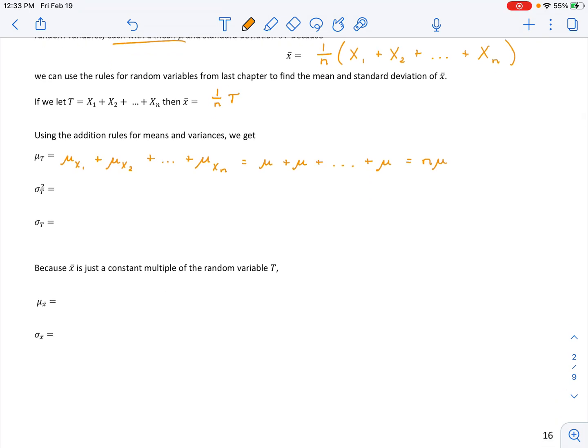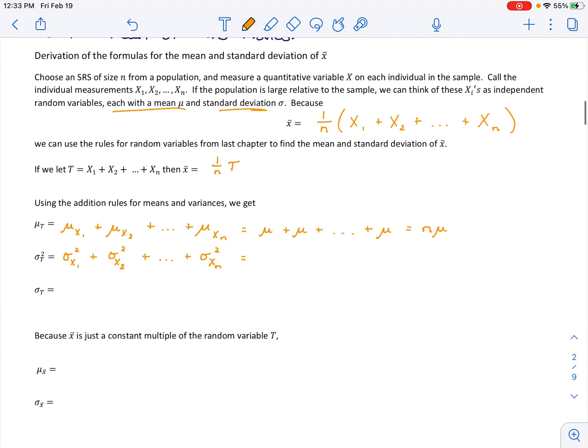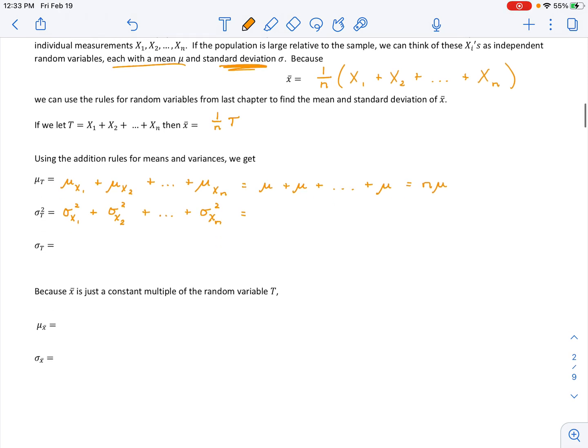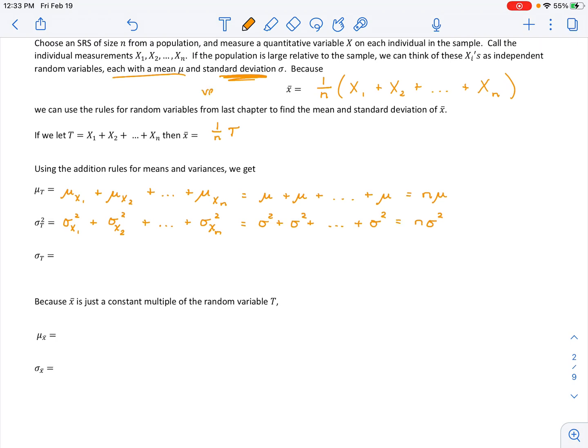I could do the same thing for my variances because you're allowed to add variances as well. You can't add standard deviations, but you can add variances. So I'll take my variance for x sub 1 plus my variance for x sub 2 all the way to the variance of x sub n. Now again, those were all stated to be the same, so I will have a string of sigma squareds summed together. Specifically, there are n of those variances. If they have a standard deviation of sigma, then they would have a variance of sigma squared. My apologies.